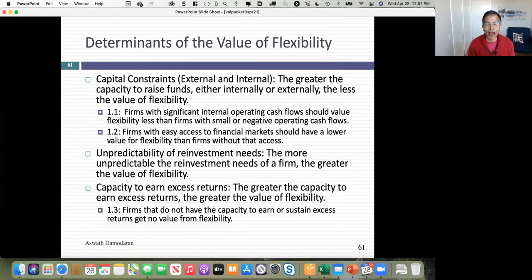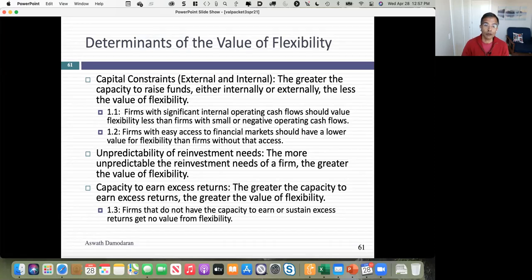If you're in a bad business and you have a tough time earning your cost of capital, don't even talk to me about maintaining excess debt capacity, because what the heck are you going to use that debt capacity to do? Your projects are all neutral or negative net present value projects. Companies in good businesses where you can earn well above the cost of capital should value financial flexibility a great deal more than companies that are not in good businesses.